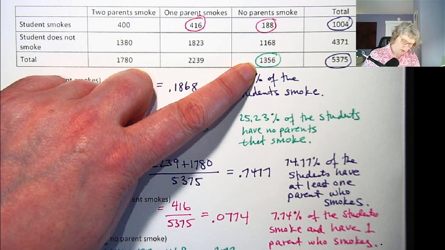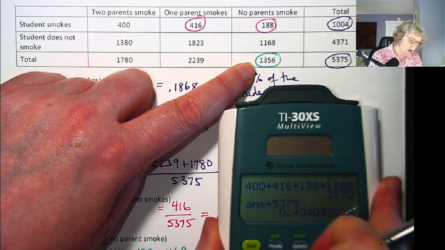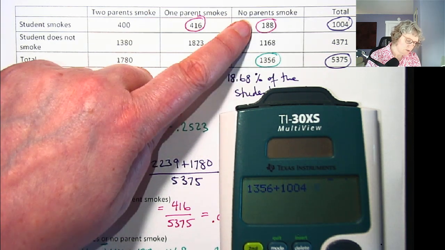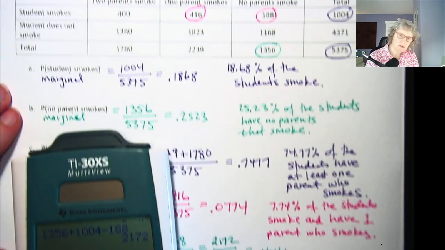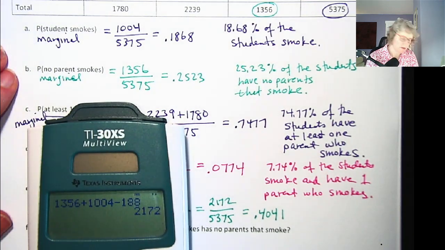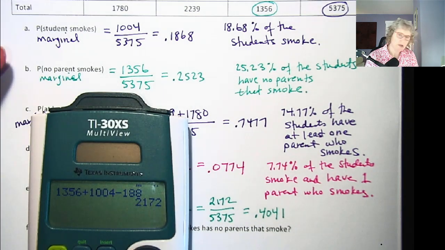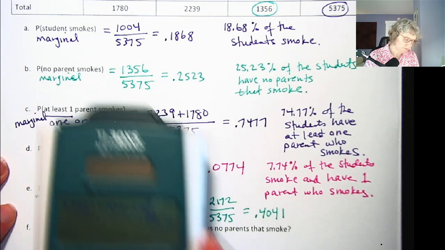So we can also try adding, let's see if it comes up to the same number we got. If we add the two totals, 1356 plus 1004, we would need to subtract the 188. And did we get the same thing? Yes, we got the same total that we got by adding. So there's several ways to do that one. You can choose any of the ways you like. Just show your steps so I can follow it.